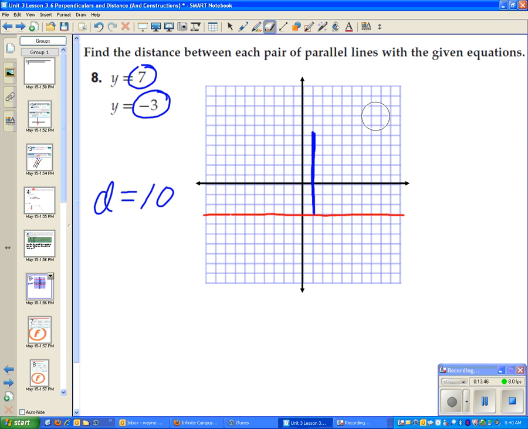Let me make one up while we're here. What if I said x equals 4 and x equals 8? What's the distance between those 2 vertical lines? 4, right? Big minus little. If you don't see it, 1, 2, 3, 4, 5, 6, 7, 8. What's the distance of that line segment perpendicular to them both? 4. All right.